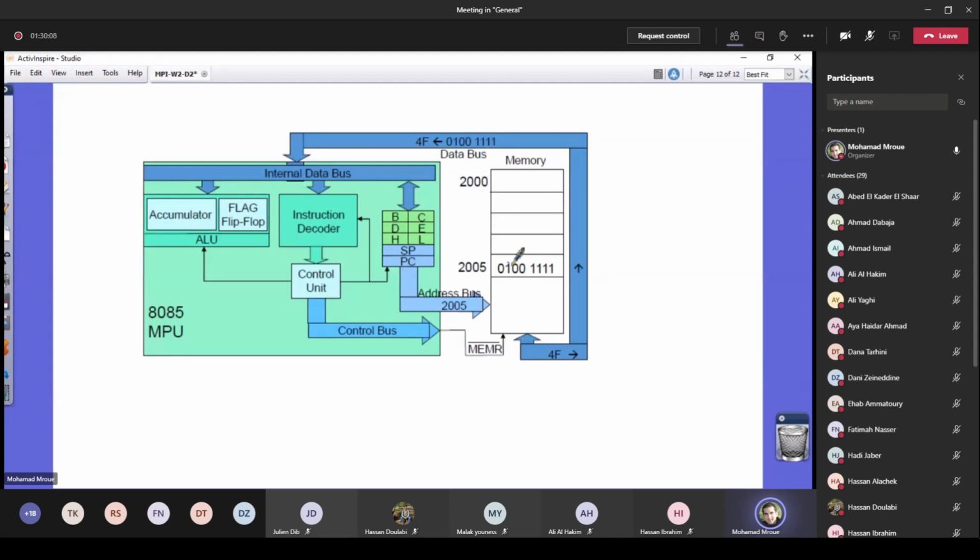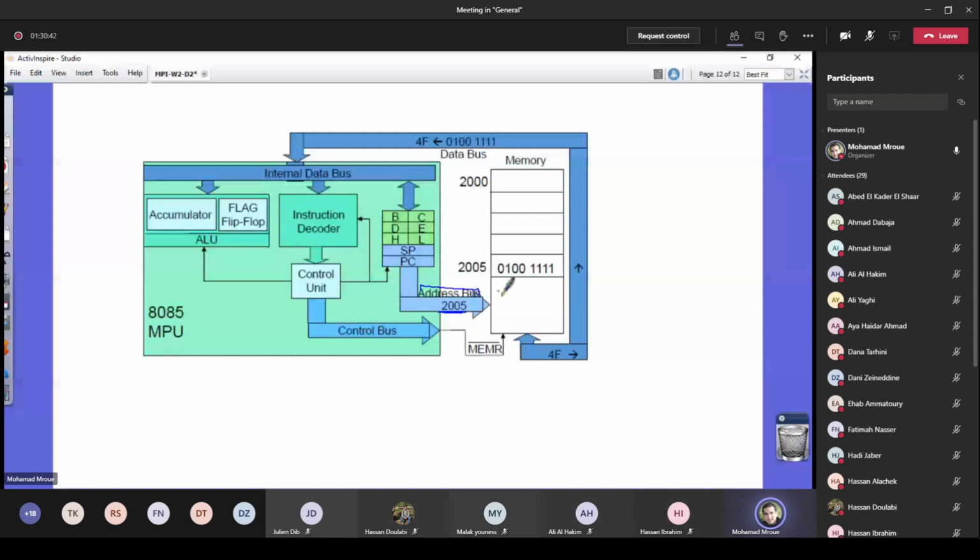First, we will talk about the instruction at the address 2005. This means that the content of the program counter, 2005, will be sent to the memory. Of course, this is done through the address bus. At the same time, the memory read control signal should be activated, and the memory read signal is part of the control bus.